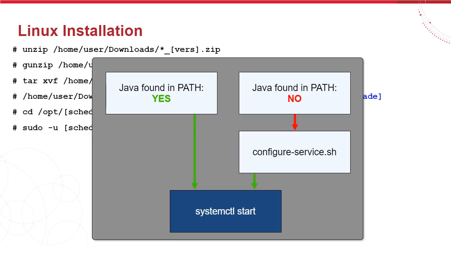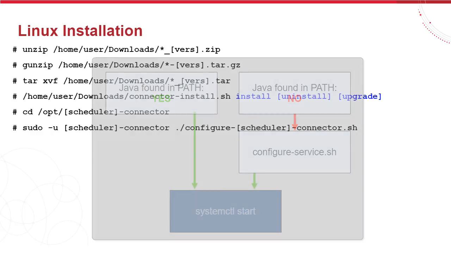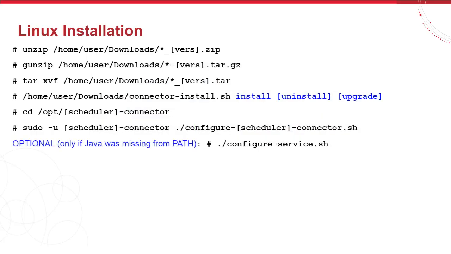As stated earlier, the connector service is controlled with systemd. We need to update the version of the service in systemd before executing systemctl commands. We run the configure-service.sh script to do so. This will copy the associated service elements to /etc/systemd. We can now start the connector with systemctl.